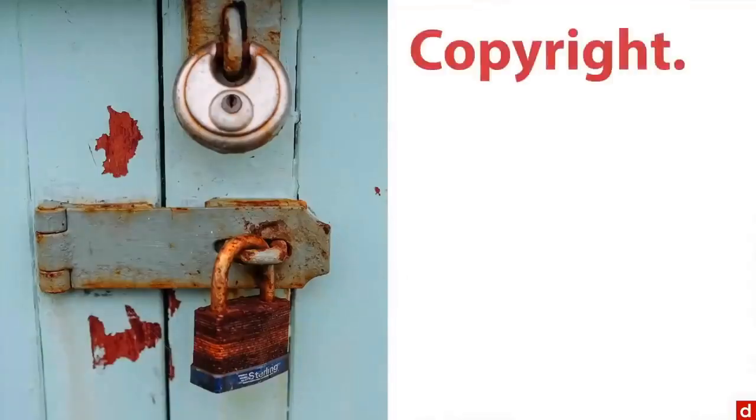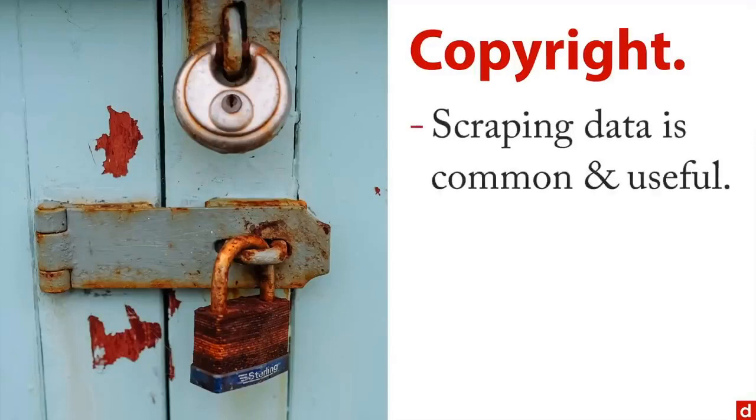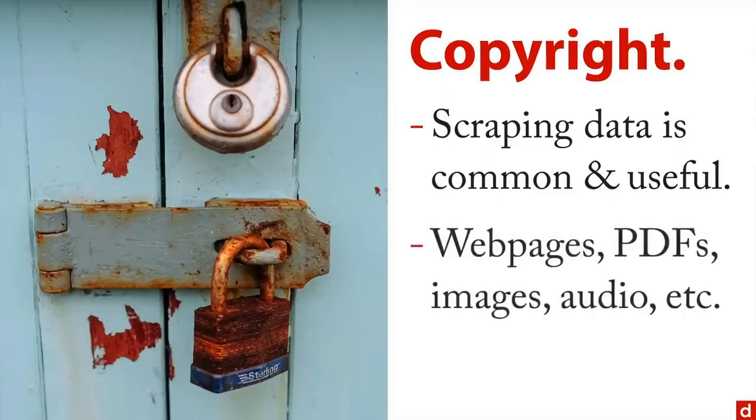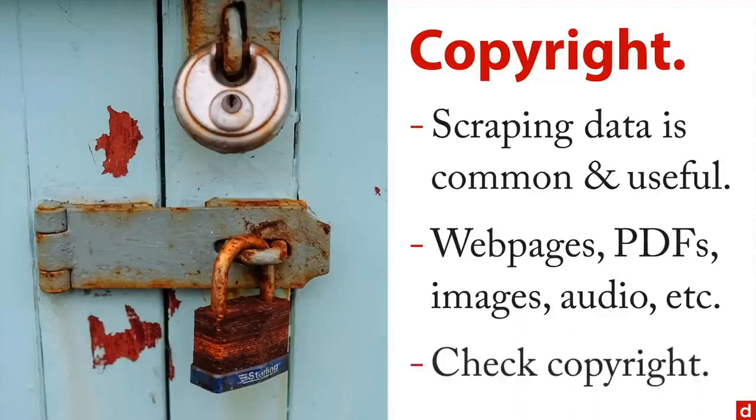Next, there's the issue about copyright, where people try to lock down information. Just because something is on the web doesn't mean that you're allowed to use it. Scraping data from websites is a very common and useful way of getting data for projects. You can get data from web pages, from PDFs, from images, from audio, from a huge number of things. But again, the assumption that because it's on the web, it's okay to use it is not true. You always need to check copyright and make sure that it's acceptable for you to access that particular data.